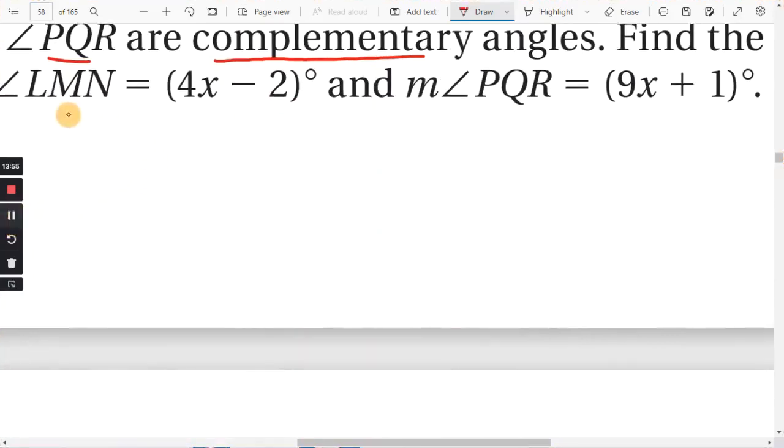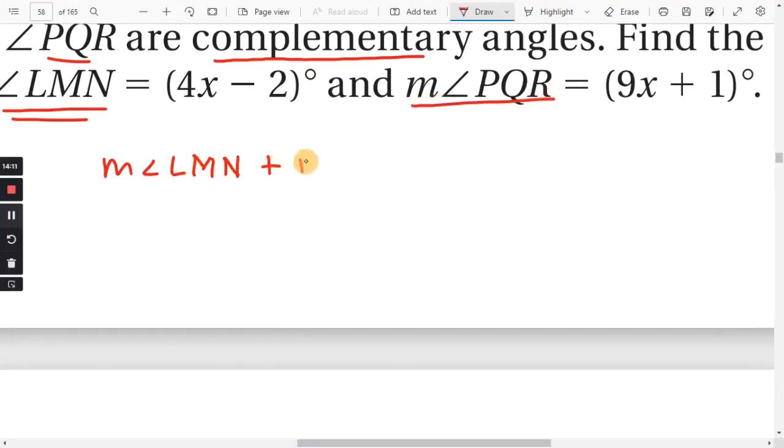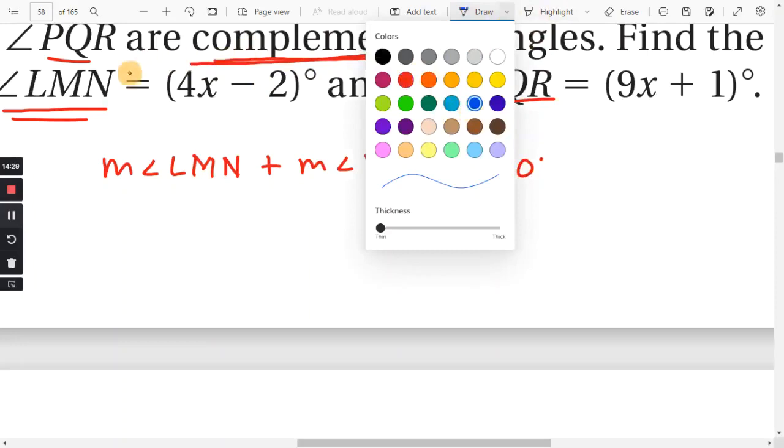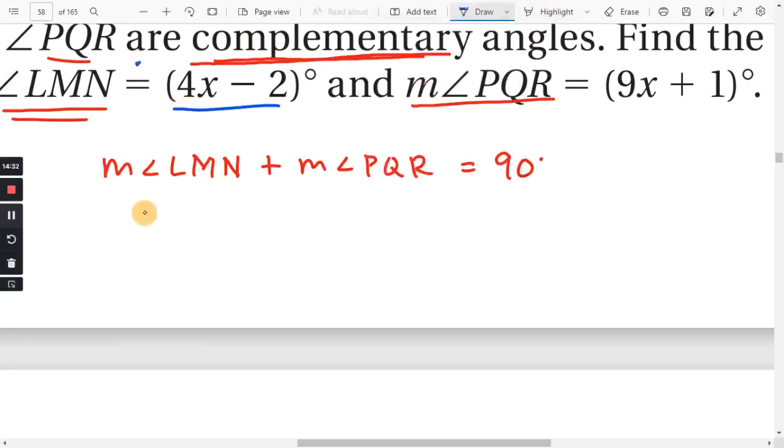All right, so let's write the equation first. This is angle LMN. So I'm going to write the measure of angle LMN. And I'm going to add that to the measure of angle PQR. Okay, combined, these add to 90 because it said they are complementary. All right. So LMN is 4x minus 2.